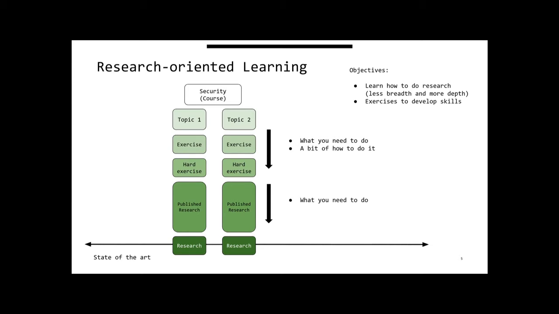Then in the second part, we give them the research papers. These are research papers from our own group, and they are published, so we know all the tricks and all the nitty-gritty details. If they get stuck, we can help them. We give them weekly tasks: this week you need to figure out this part of the paper, and another week that part. So we tell them what they need to do, but we don't tell them how they need to do it. They need to figure this part out by themselves.